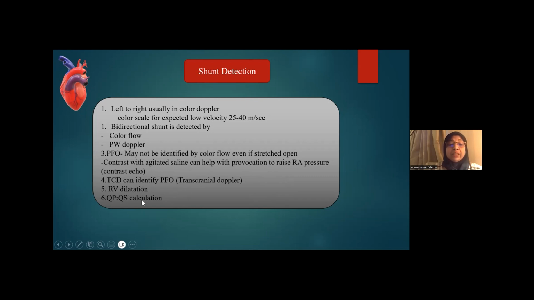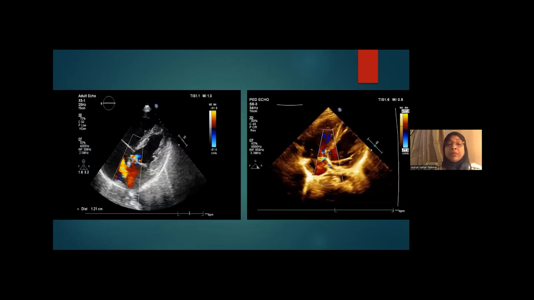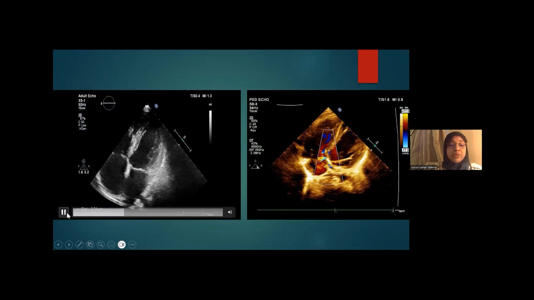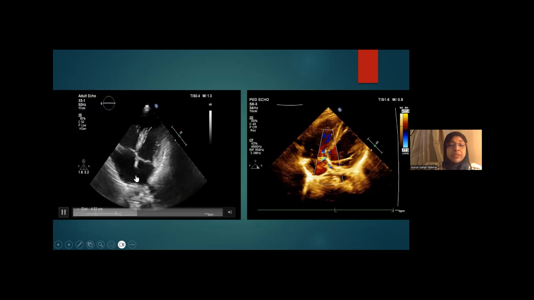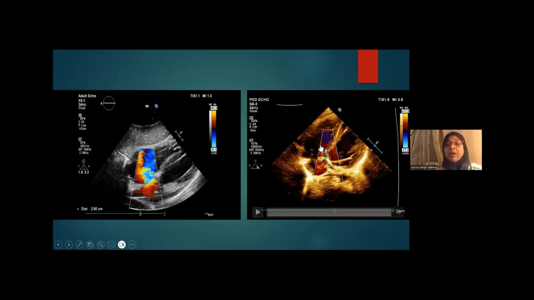RV dilatation is easily available, and we can measure the RV dimension, and Qp/Qs calculation can also be done in the echocardiography machine with the help of software. So this is one of the atrial septal defects. This is a video and not moving actually. So this is an atrial septal defect.